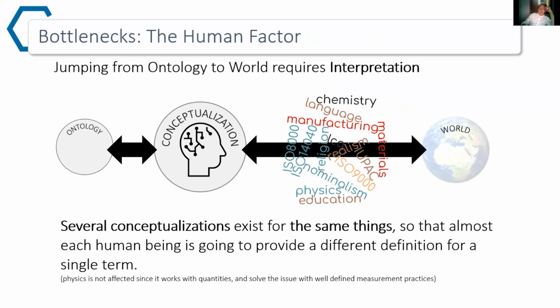The problem is that there are several ways in which you can conceptualize the world. You can look at a thing and then use, for example, the chemistry language to describe it. Or you can use some ISO, or you can use a manufacturing vocabulary, and so on. So there are many ways to represent the world, and so one can question whether there can be one and only one ontology to describe the world, but there should be more than one ontology to deal with the world according to different perspectives.